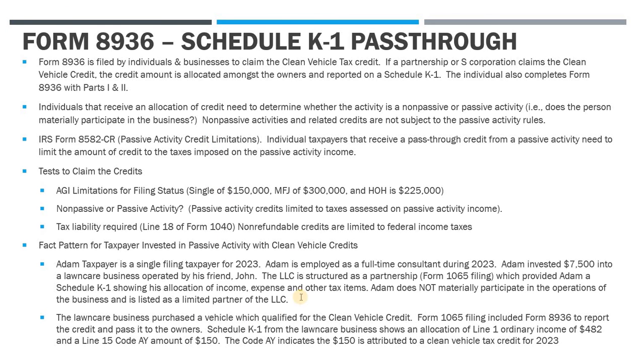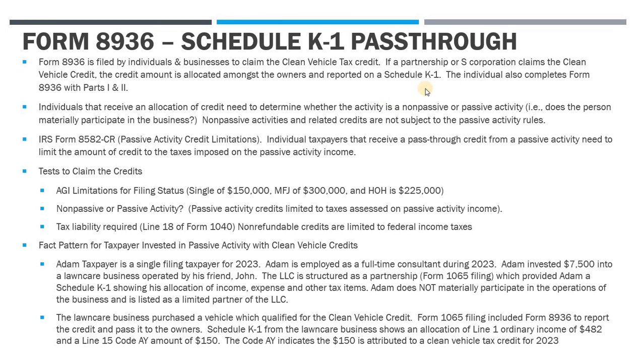And then we'll have some more details on the fact pattern itself, and then we'll go back into the tax forms. So if we start at the top here, some of the basics: the 8936 can be filed by either individuals or businesses to claim this credit. And if it's filed at the business entity level for a partnership or an S corp, the credit is calculated at that level, but then it's allocated amongst the owners based on their ownership percentage.